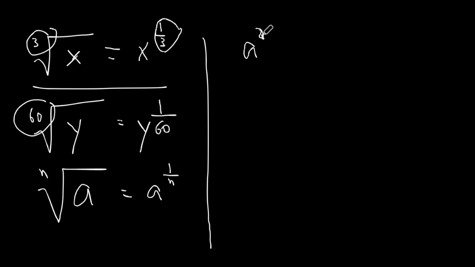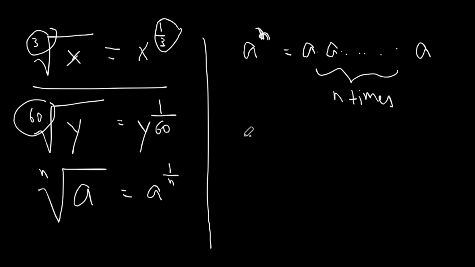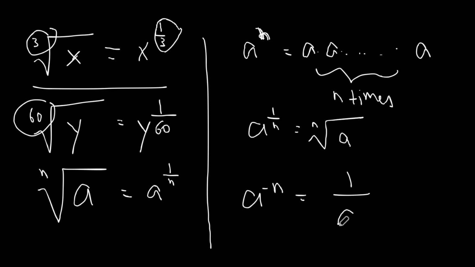A to the power of n is basically a multiplied by itself n times. A to the power of 1 over n is basically the nth root. And a to the power of negative n is basically 1 over a to the power of n.